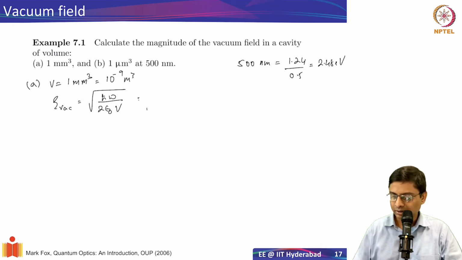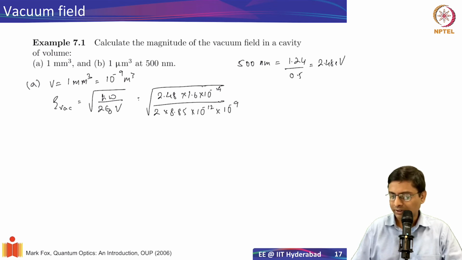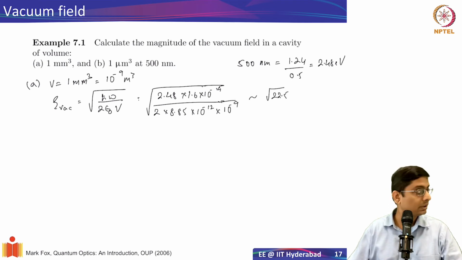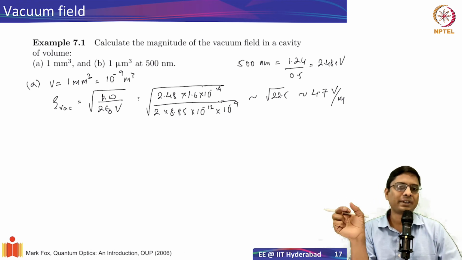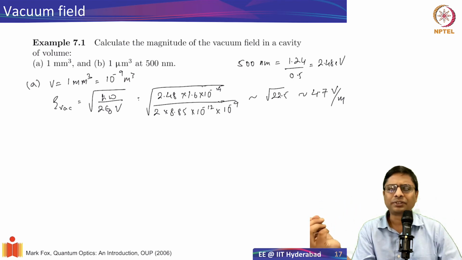So this is going to be 2.48 eV. I write eV in terms of joules: 1.6 into 10 power minus 19 joules, divided by 2 into 8.85 into 10 power minus 12 into 10 power minus 9. If you compute this, it will turn out to be something like 22.5, and nearly equal to about 4.7 meter. So when you have a large cavity of, let's say, 1 millimeter cube, you don't really see much of the field. It's not really large, right?